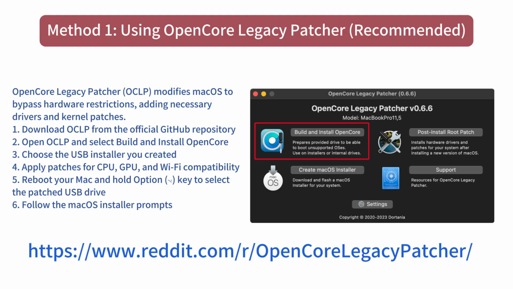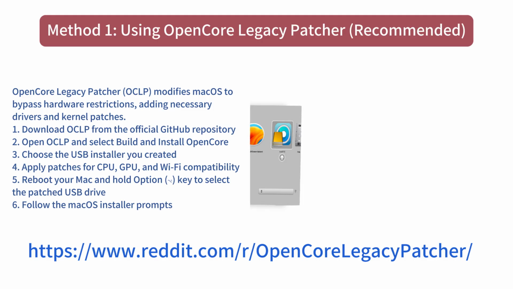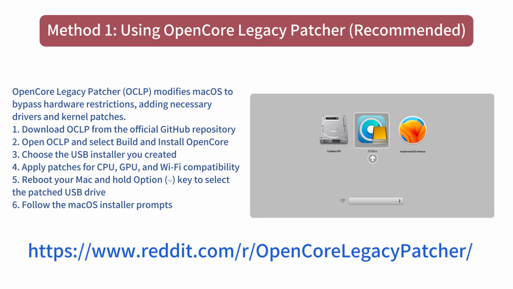2. Open OCLP and select Build and Install OpenCore. 3. Choose the USB installer you created. 4. Apply patches for CPU, GPU, and Wi-Fi compatibility. 5. Reboot your Mac and hold the Option key to select the patched USB drive. 6. Follow the macOS installer prompts.